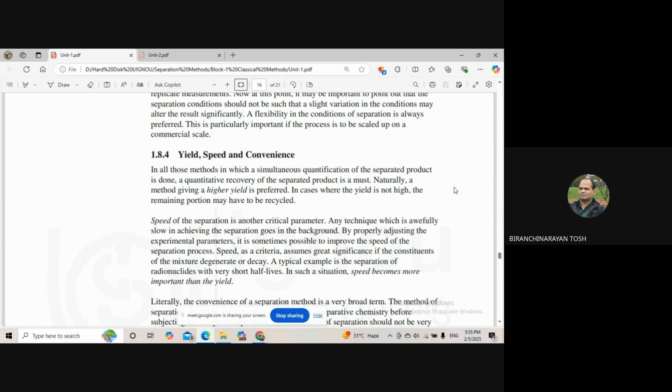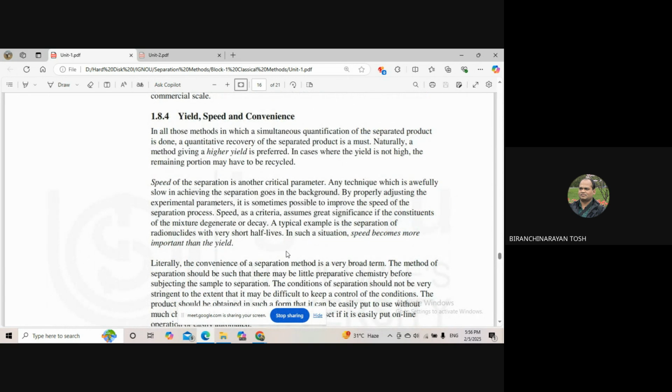Speed as a criteria assumes great significance if the constituents are radionuclides with very short half-life. So when we have to separate a radioactive substance, speed is the most important criteria, because if it has a very short half-life, then there will be decomposition. So in such a situation, speed becomes more important than the yield.